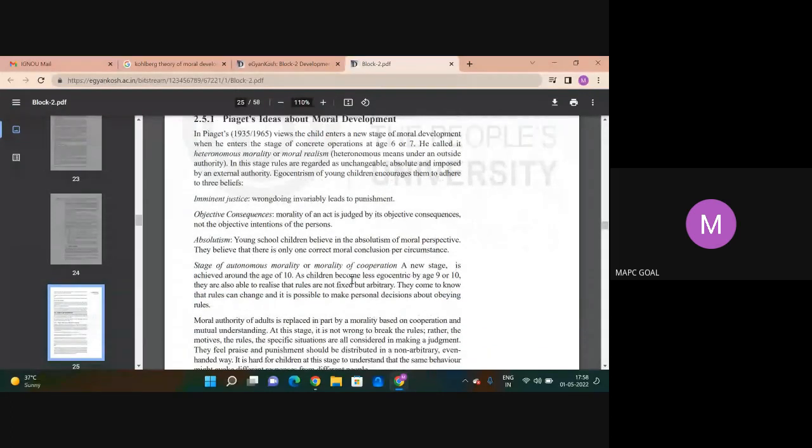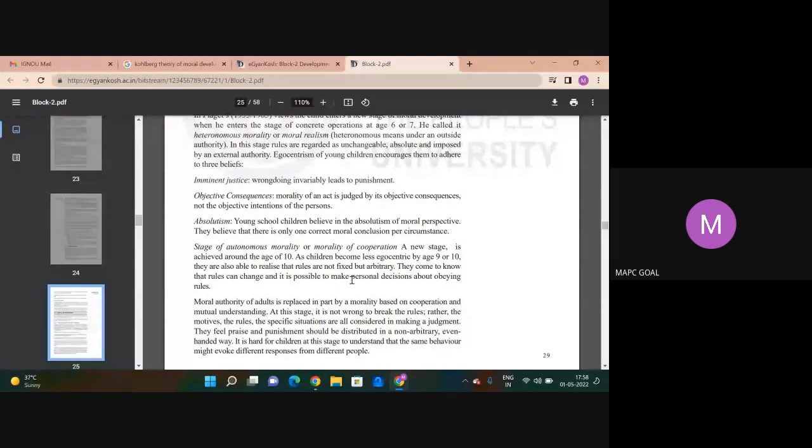Okay, so Piaget's theory, we have already talked about. So you can understand the concept of egocentrism, and Piaget has also talked about immanent justice, quite similar to Kohlberg's theory. So wrongdoing invariably leads to punishment, then objective consequences. So they believe that whatever the society has said, we have to do that only. Then absolutism. Young children believe in the concept of absolutism of moral perspective.